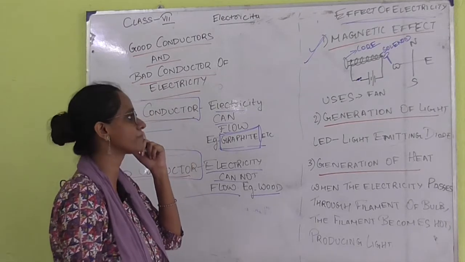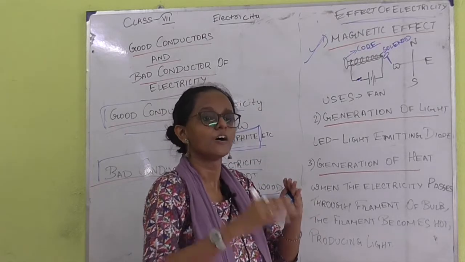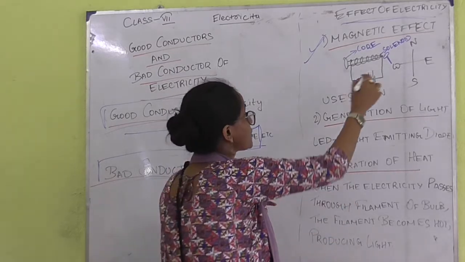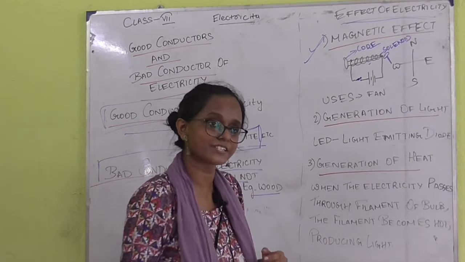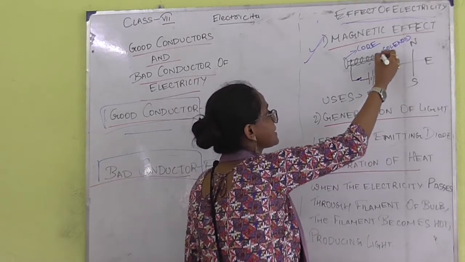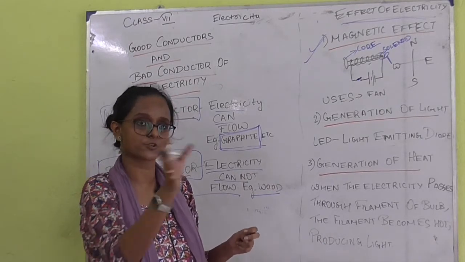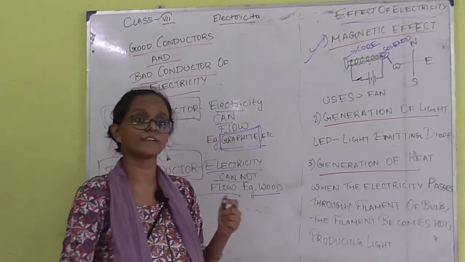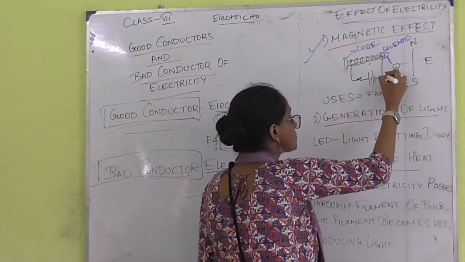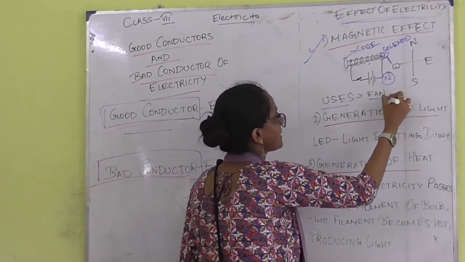Now, it also shows the directive property. How does it show the directive property? By the method of the clock face rule. Whenever the electricity moves in a clockwise motion, then it will show the south direction. This end of the electromagnet will act as a south pole. But whenever the electricity passes in an anti-clockwise motion, then it will show the north direction. Clear? Now what are the uses of an electromagnet? Fan, telephone.